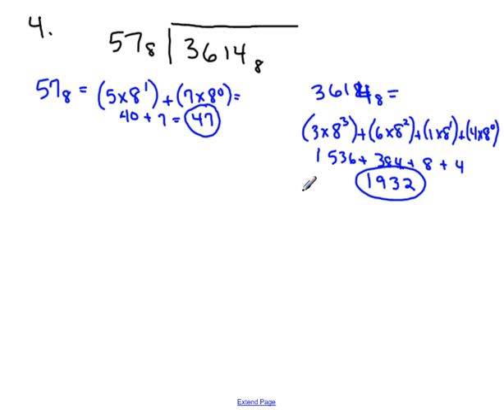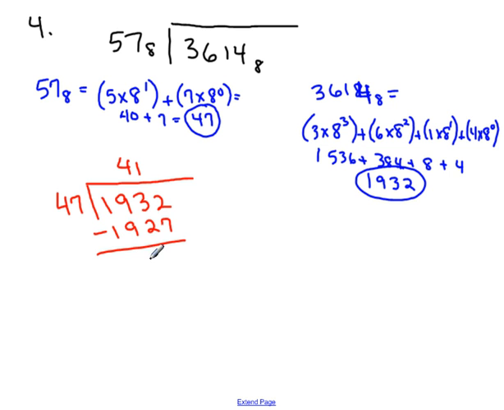Step 2, do the operation, and in this case it's division. I'll change pen color so you can see, step 2. So we're going to take 47 and divide it into 1,932. Use your calculator and you find that 47 goes into 1,932 41 times, and some decimals. Don't worry about the decimals right now. 41 times 47 is 1,927. Subtract and you get a remainder of 5.